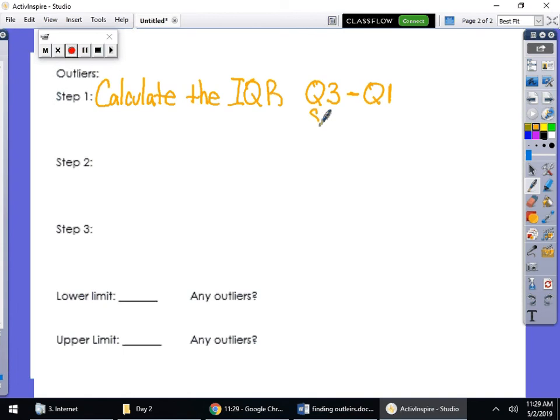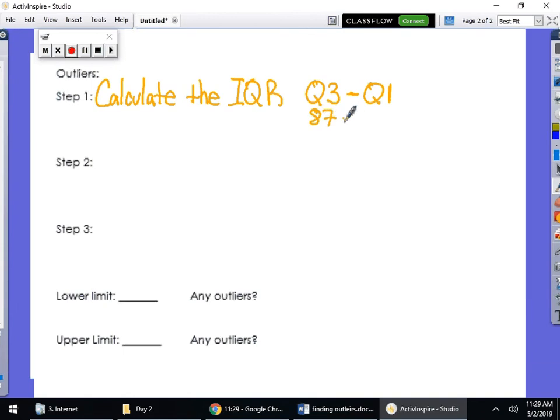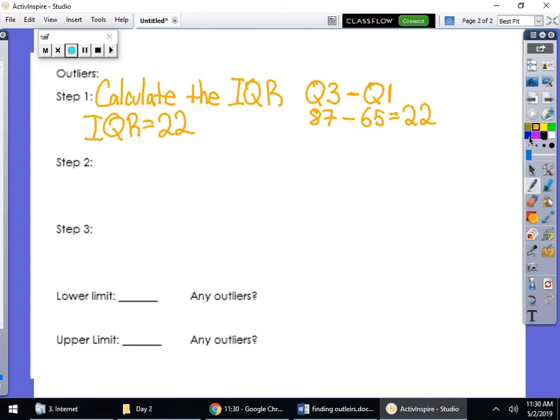So we're going to do 87 minus 65, which gives us a value of 22. So now we know that the IQR equals 22. And we're going to need to know the IQR in order to do step 2 and 3.